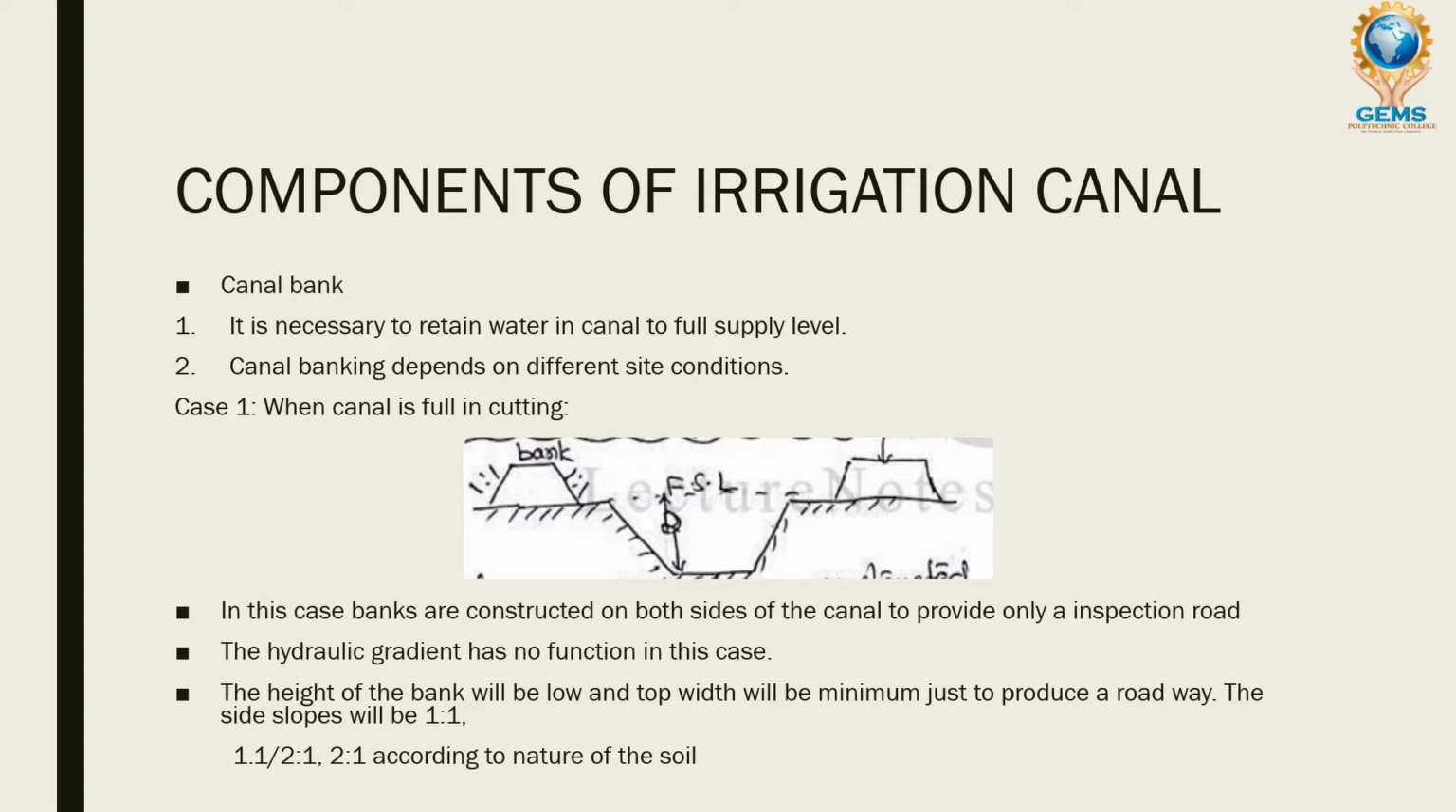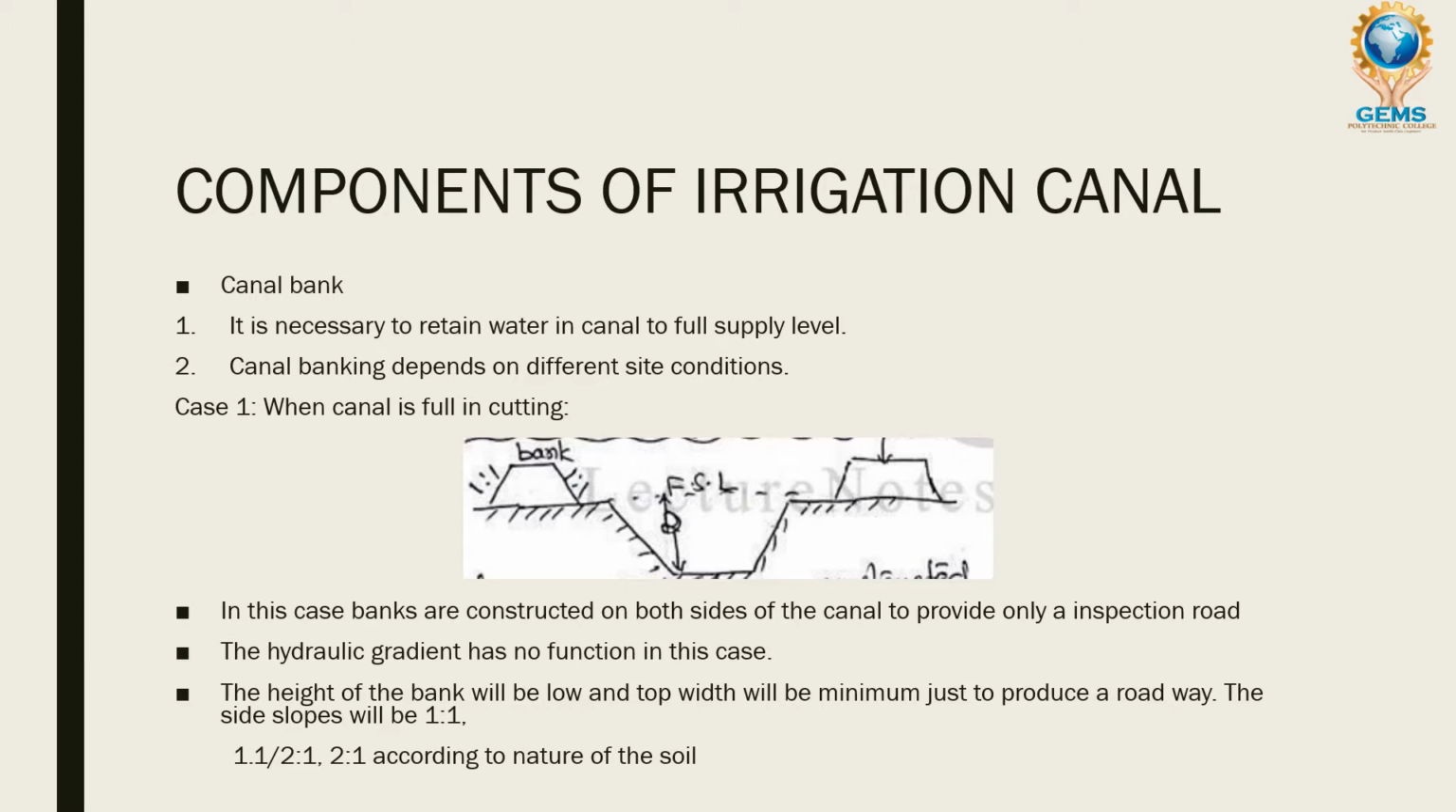Based on the site conditions, case one is when the canal is fully in cutting. In this case, the banks are constructed on both sides of the canal to provide only an inspection road. The inspection road is provided because the canal is durable, and it is inspected once or twice a month. During that inspection, they identify if there are any cracks or fissures in the canal bank, and any major repairs that have to be done. They will inspect that.